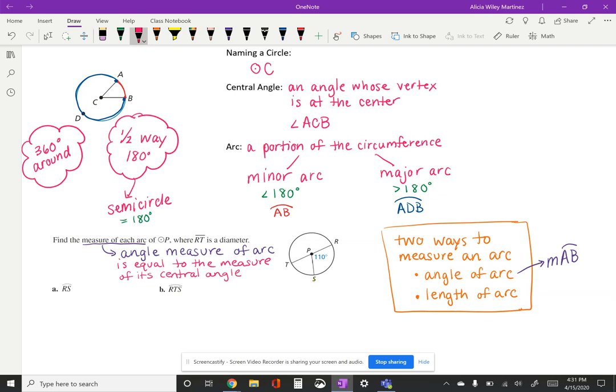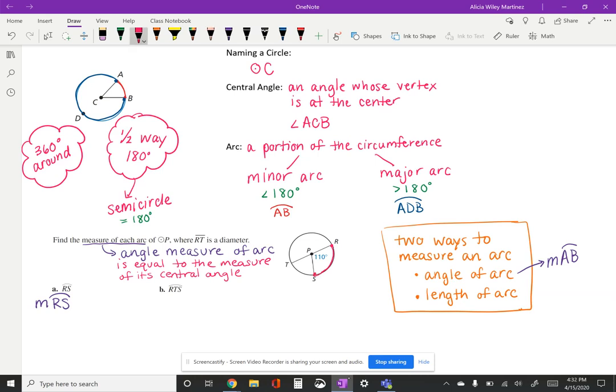So for example, in part A, using this picture over here, it says RT is a diameter, tells us our circle is circle P because P is the center point. In this problem, they are asking us to find the measure of arc RS. So we're finding the measure from point R in the shorter distance to point S. Okay, so that's the measurement that we're finding.